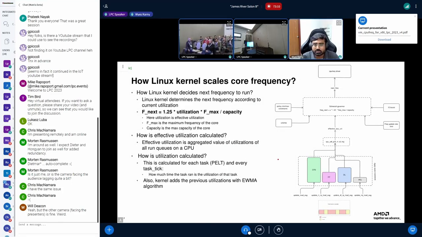A little bit of background: how the Linux kernel scales the core frequency. It basically uses this formula, f_next = 1.25 * utilization * f_max / capacity. For x86 systems, f_max and capacity are static, and the only variable part is utilization. How the Linux kernel decides the utilization is depicted here. I'll not go deep into this utilization calculation. Ultimately, this utilization is calculated and aggregated in the run queues and fed to schedutil. Schedutil calculates this frequency and gives it to the frequency driver.